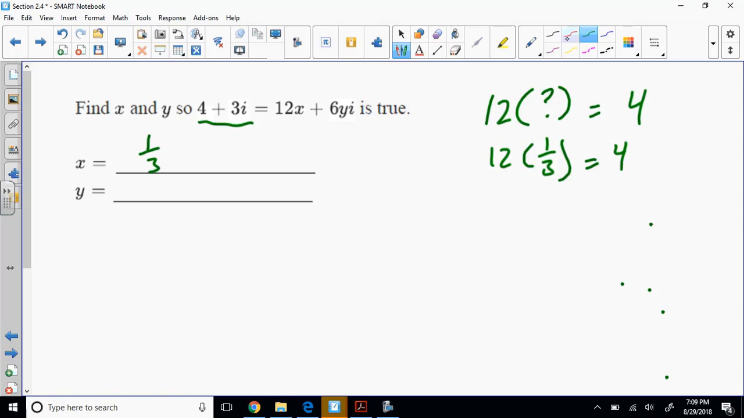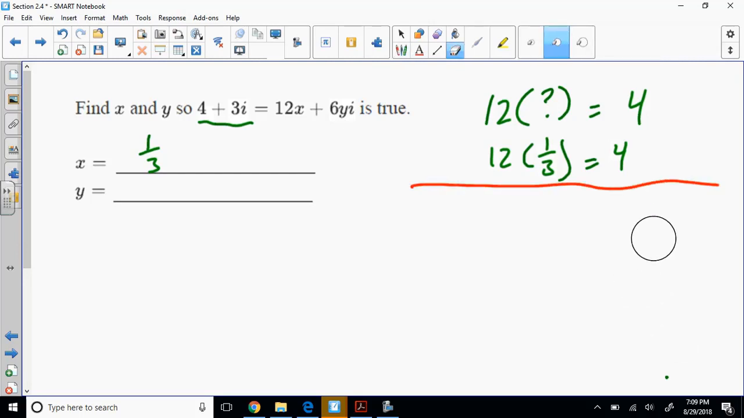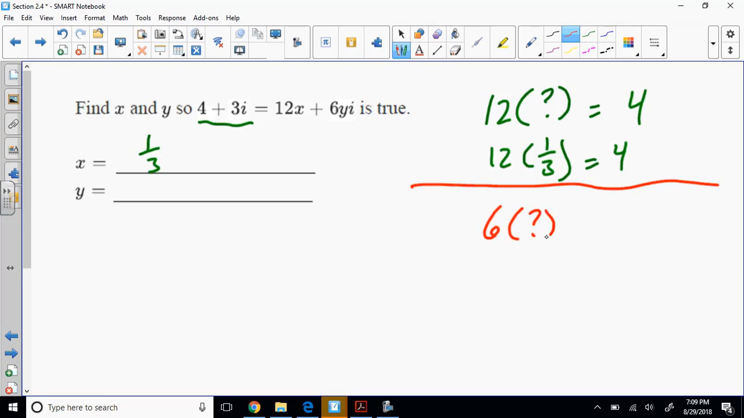And then what do we need to do to y? 6 times what would give me 3, right? So that's kind of the same thing, but that would be what? 1/2. That's exactly right. 6 times what would equal 3, right? I'll just put that there. So that would be 6 times 1/2. And I just brought the imaginary part along there.